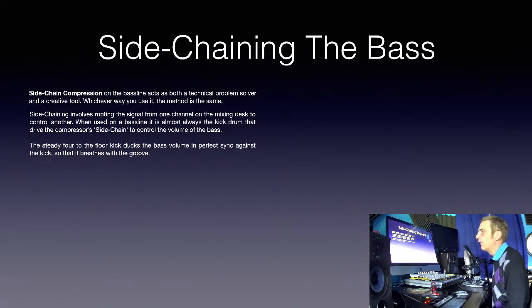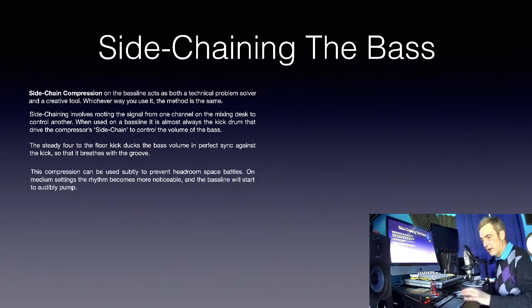So sidechaining, as I said, involves routing the signal from one channel to another. When using a bass line, it always uses the kick drum to drive the sidechain to control the volume of the bass. The steady four-to-the-floor kick ducks the bass volume in perfect sync against the kick, so it breathes with the groove. So the kick drum is pushing the bass out and letting it breathe.